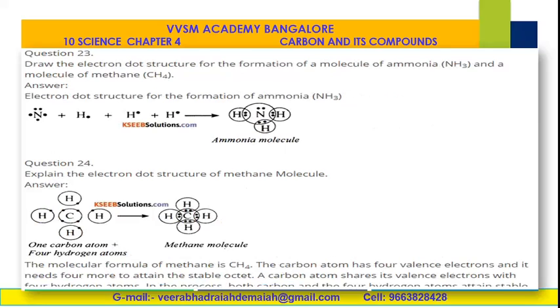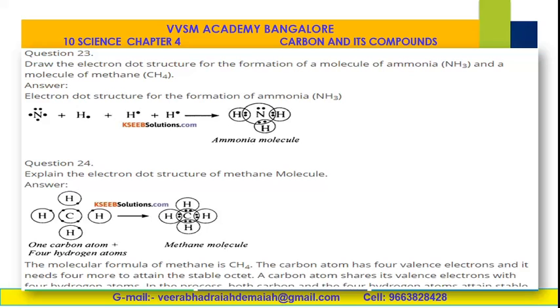Question number 23. Draw the electron dot structure for the formation of a molecule of ammonia. Nitrogen has a variable valency: monovalent, divalent, trivalent, tetravalent, pentavalent. So when nitrogen has valency 1, in nitrous oxide; valency 2, in nitric oxide; valency 3, in nitrogen trioxide; valency 4, in nitrogen tetroxide; valency 5, in nitrogen pentoxide, etc. So these are very important things.